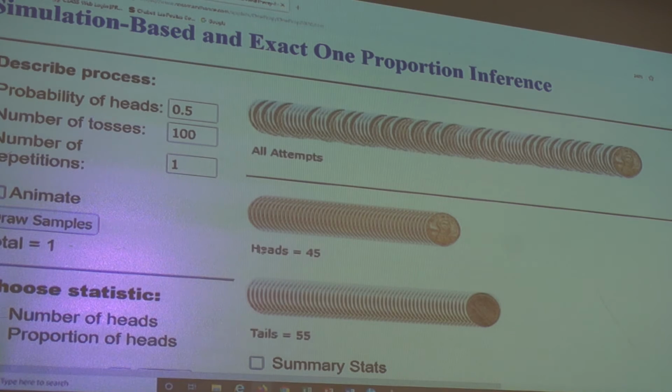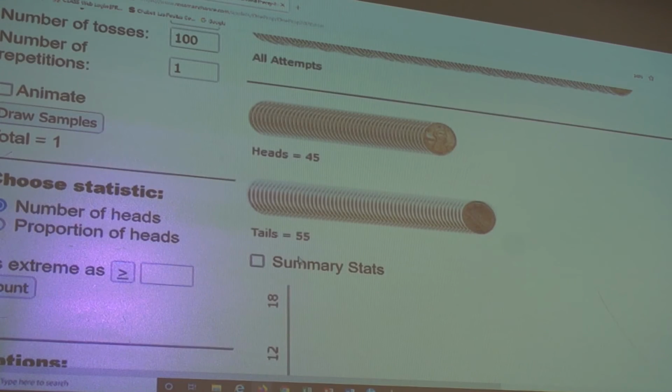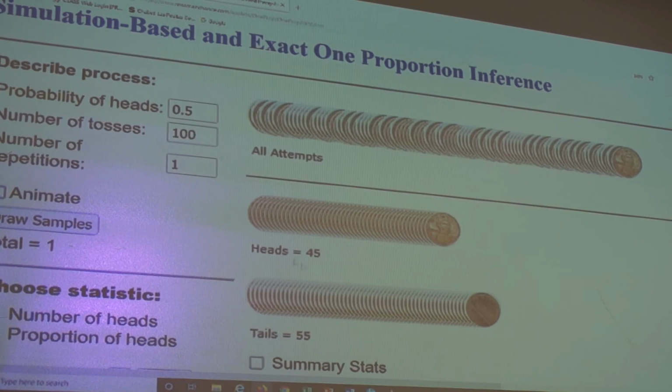Okay, I got 45 heads. It gives you summary stats that tell you how many heads you got. Did anybody get 59 heads or more? Oh, no one got 59 or more? How many did you get? 57. 57? Did anybody else get in the 50s? 53. 53? Did anybody get 41 or less? What'd you get? 39. 39.